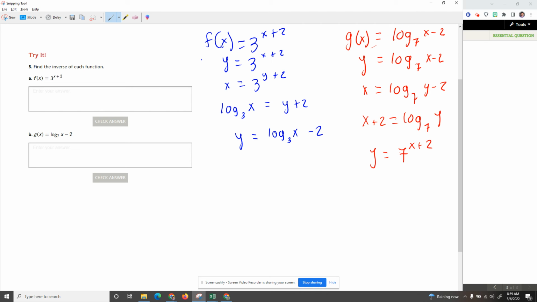Part B in red, again, I swapped out g of x for y, switched the x and the y. Here you add 2 to both sides. Before I convert to exponential form, I don't want that minus 2 there, so I add 2 to both sides. Then the x plus 2 becomes the exponent on the base of 7. That's equal to y. All right, let's take a look at example 4.